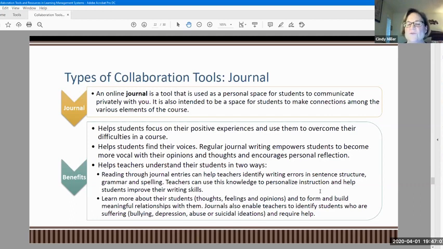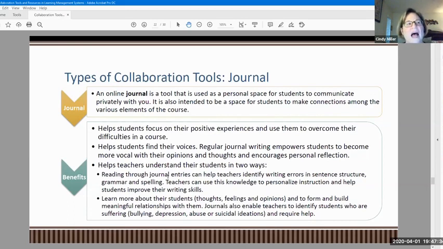It's also intended to be a space for students to make connections amongst the very elements of the course. So it really helps students, hopefully, focus on the positive experiences and use them to overcome difficulties in the course. If you have them do a weekly journal, then that should be an opportunity for them to comment on what they're learning in the course, but also maybe what they're struggling with.